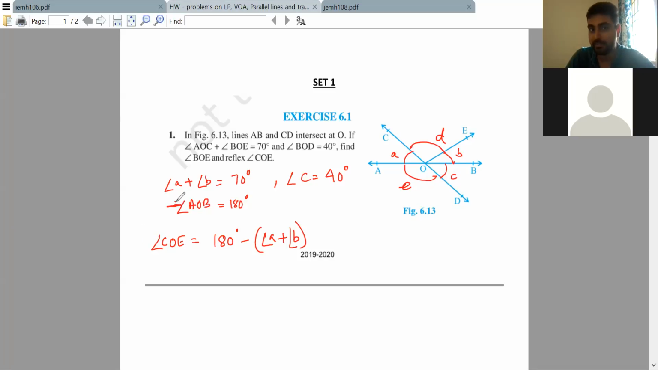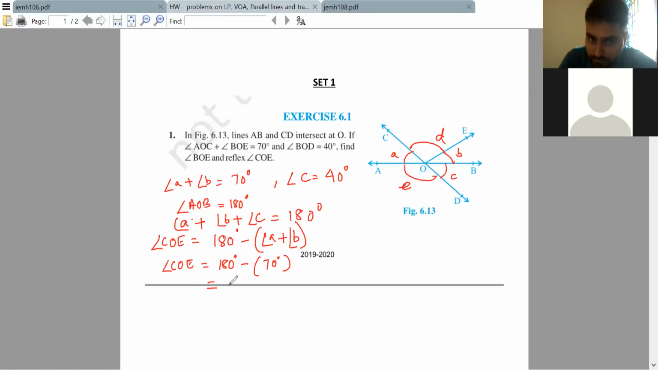Like angle AOB is 180 degrees. You can write angle A plus angle B plus angle C is equal to 180 degrees. This is one step which you can write before. Then you're taking A plus B to this side, which comes with a minus. Good enough, Shiva. So tell me what angle COE you are getting? Angle COE is equal to 180 minus 70, so angle COE is equal to 110 degrees. Fantastic. So you got angle D is equal to 110 degrees.